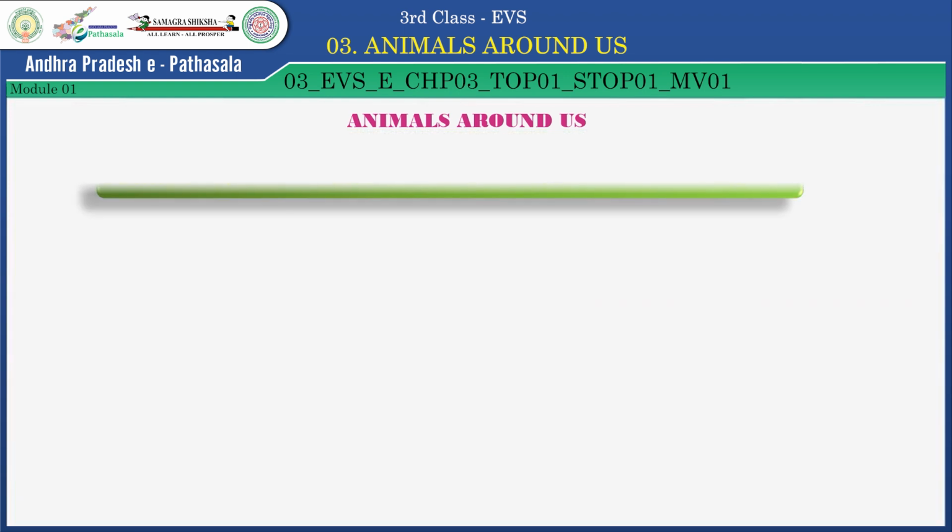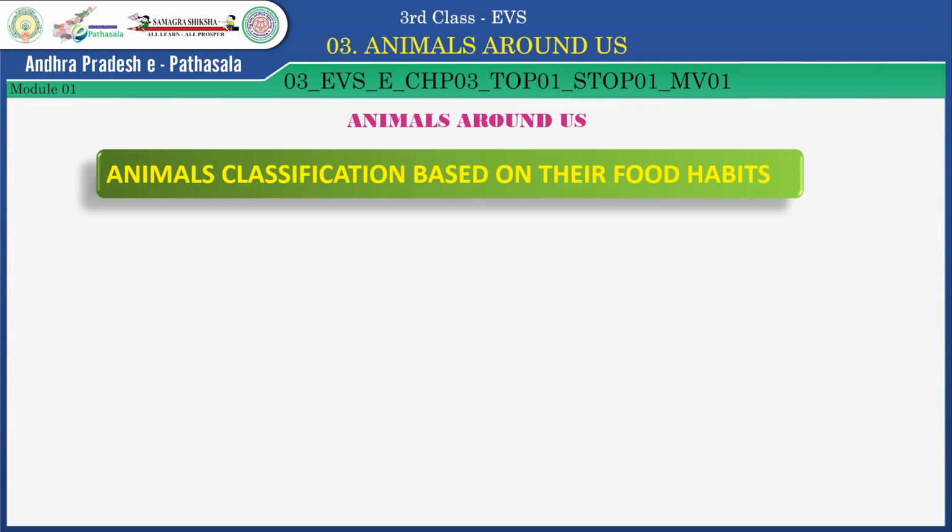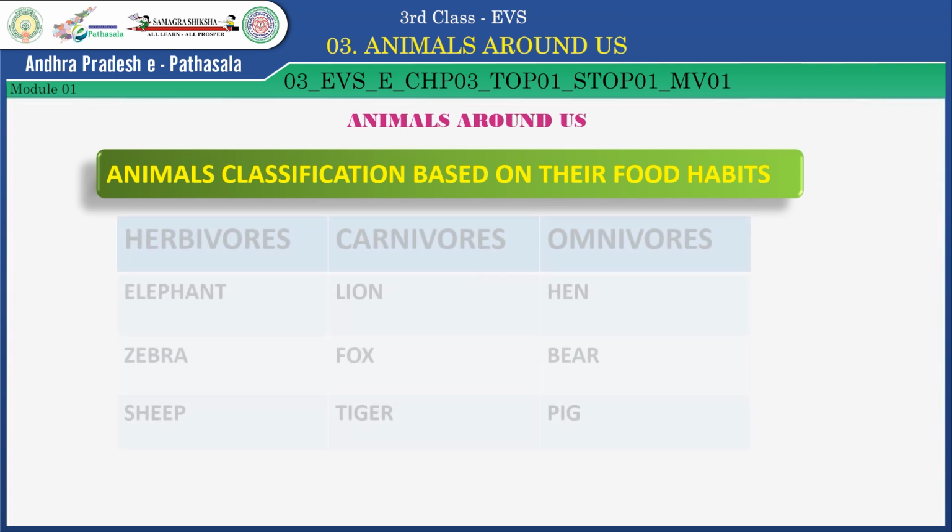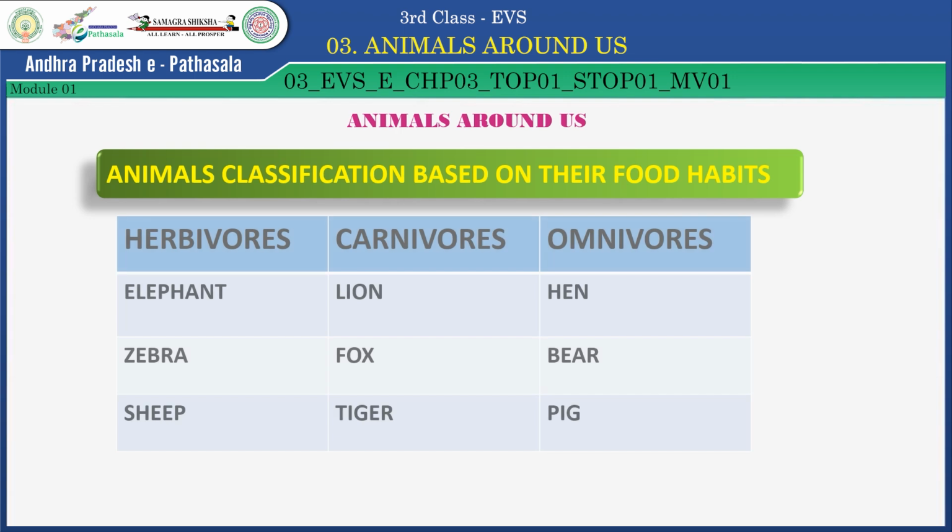Till now, we have discussed the classification of animals based on food habits. Take a look at the table. Elephant, zebra, sheep are herbivores. Lion, fox, tiger are carnivores. Hen, bear, pig are omnivores. Now try to solve the question in the following slide.